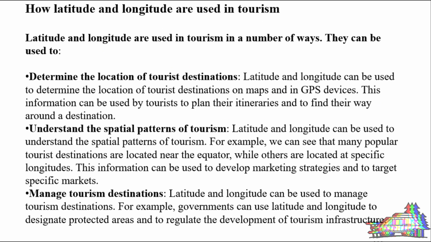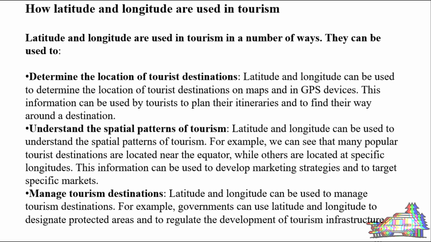How latitude and longitude are used in tourism. Latitude and longitude are used in tourism in a number of ways. They can be used to determine the location of tourist destinations. Latitude and longitude can be used to determine the location of tourist destinations on maps and in GPS devices. This information can be used by tourists to plan their itineraries and to find their way around a destination.